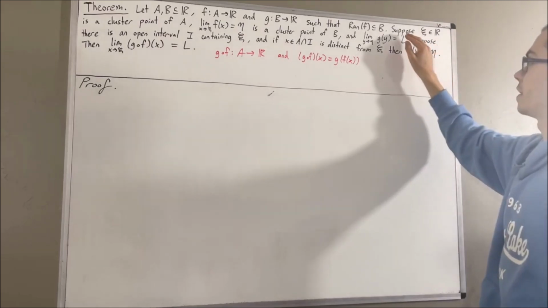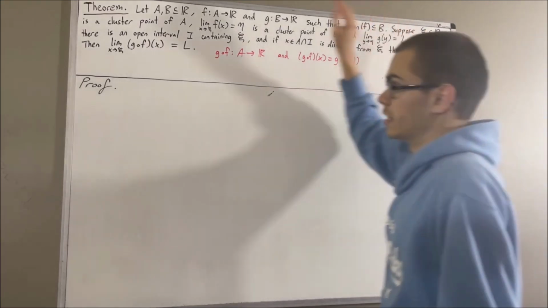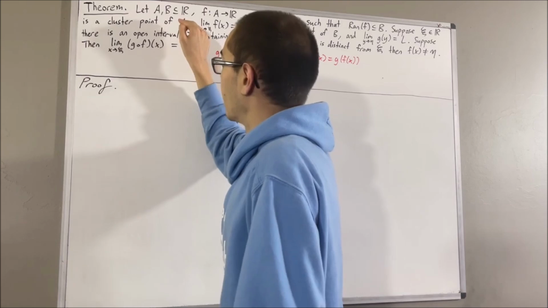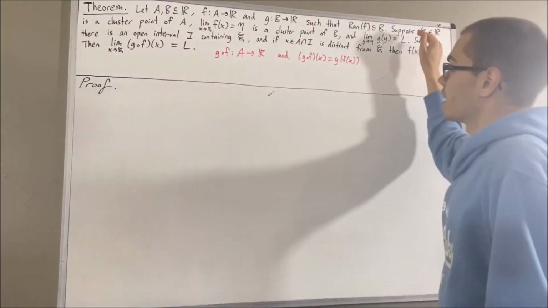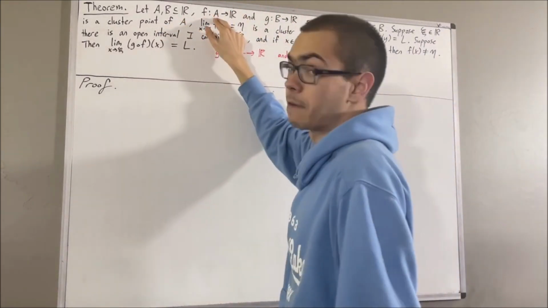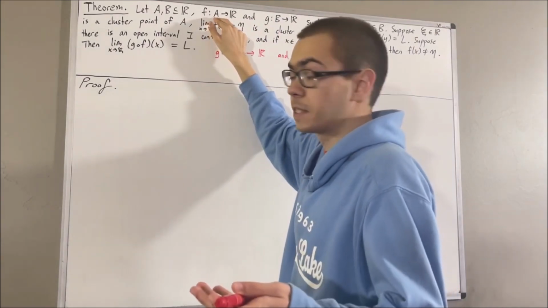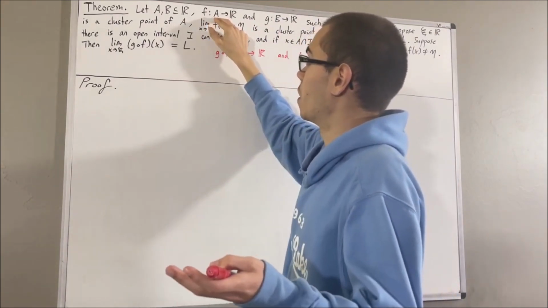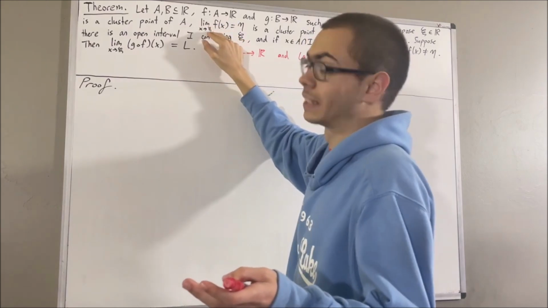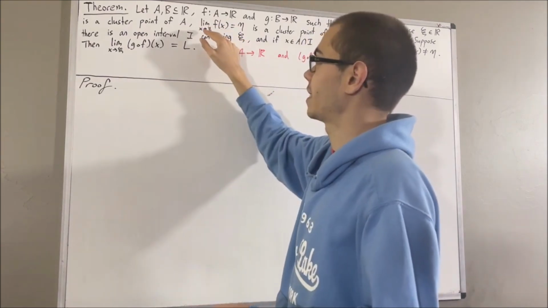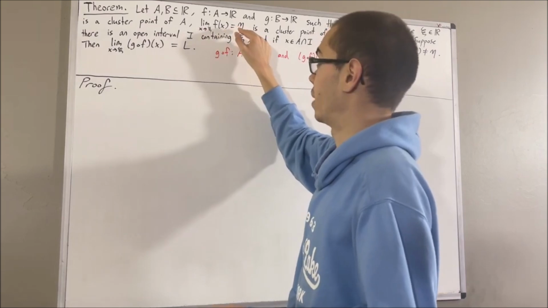Now, we're supposing that psi is a cluster point of A. And this means that psi is a cluster point of the domain of f, which means we can ask ourselves about the existence of the limit of f at psi. And we'll say that limit exists, and it's equal to eta.